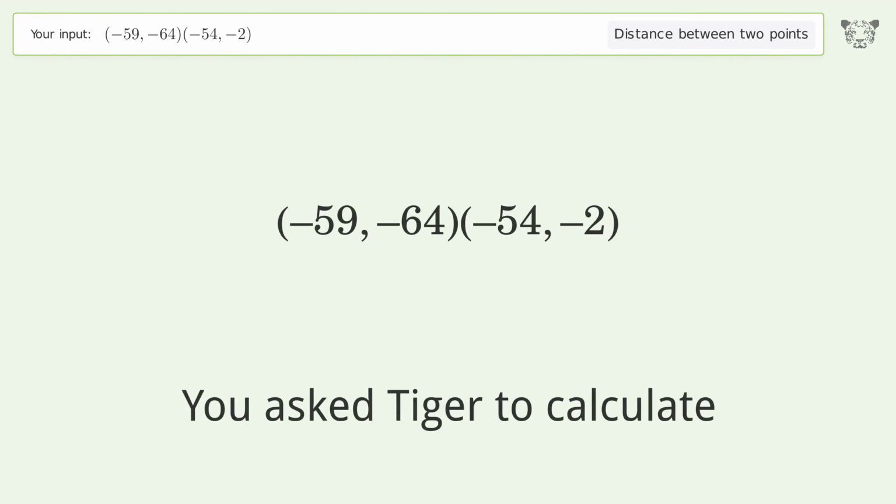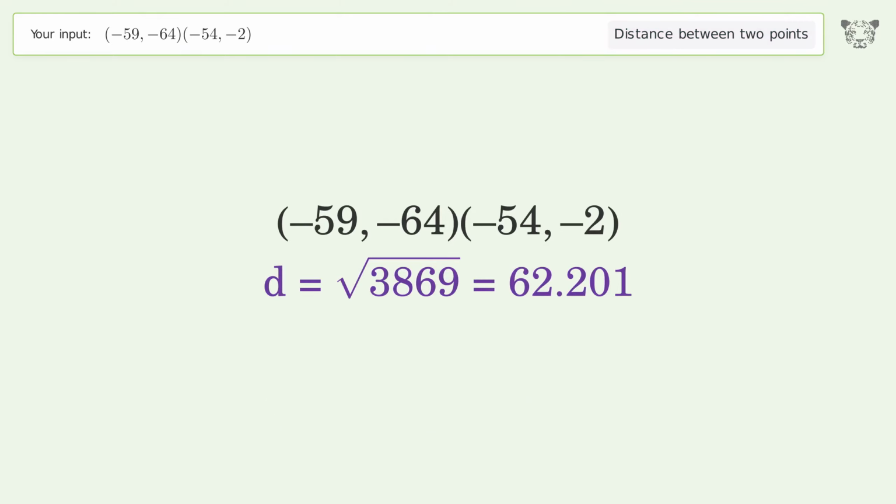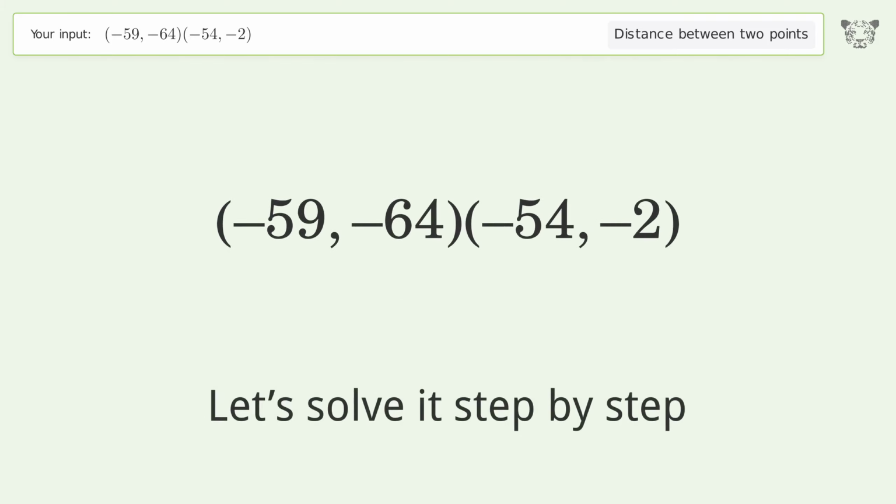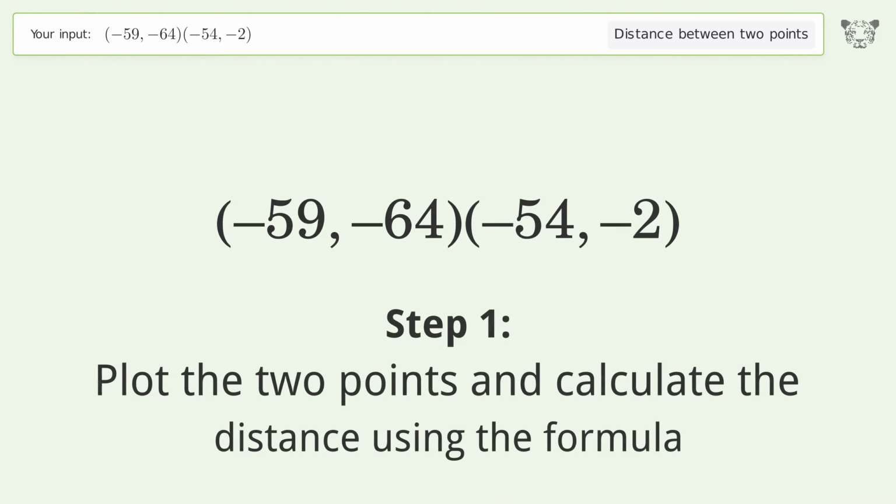You ask Tiger to calculate. This deals with the distance between 2 points. The distance between the 2 points is the square root of 3,869, or 62.201. Let's solve it step by step. Plot the 2 points and calculate the distance using the formula.